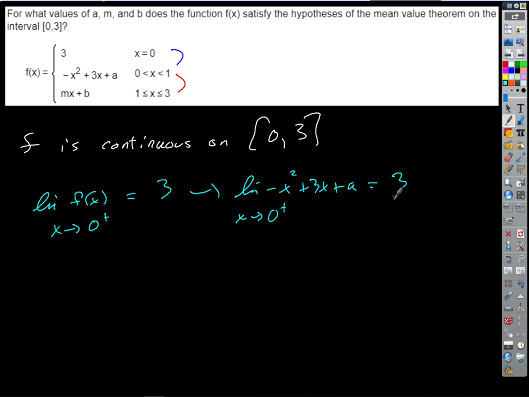If I evaluate that limit when x approaches 0, doesn't matter from which direction, what am I going to get when I plug 0 in there? 0 plus 0 plus a, so I get a equals 3. A has to be 3, doesn't it? There's one constraint that we know, a has to be 3, okay? So that tells us that this middle function is negative x squared plus 3x plus 3, right?